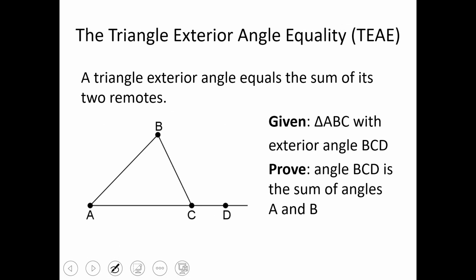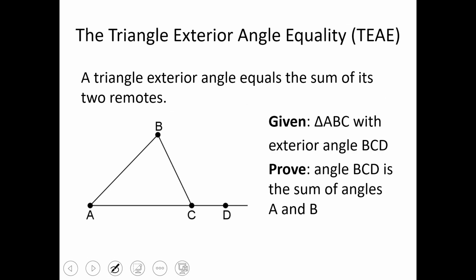And next result. You might recall that we had the triangle exterior angle inequality, which says that an exterior angle of a triangle is greater than either of its remotes. We're now able to prove a stronger result. The stronger result is the triangle exterior angle equality, which says that an exterior angle of a triangle is equal to the sum of its two remotes.